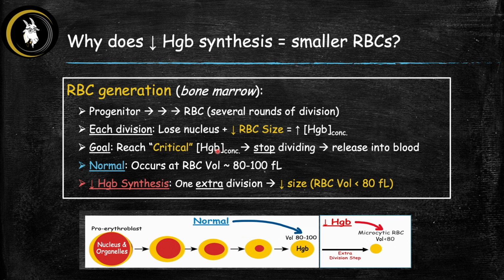It's going to become one of our circulating red blood cells, and normally the size at this stage is around 80 to 100 femtoliters. But when we have a disease that causes decreased hemoglobin synthesis, then by definition, the hemoglobin concentration inside of the red blood cell is going to be less than normal because we're synthesizing less. So in order to hit that critical hemoglobin concentration for release, the only thing the cells can do is to reduce their volume. So they're going to undergo an extra division step, which is going to reduce their size. And now the hemoglobin concentration is high enough that they can be released. But this extra division means their size is now smaller than normal, so less than 80 femtoliters. And this is why decreased hemoglobin synthesis is the underlying mechanism for microcytic anemia.